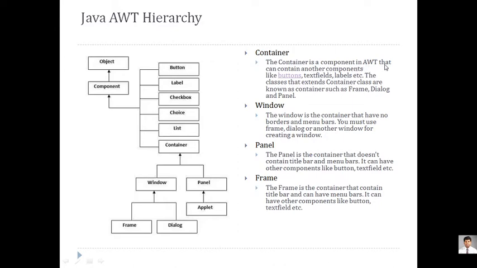Now the container is a component in AWT that can contain another component. So this is what we call a container. This is actually a component, but it has the ability to add different components into this container. So though it is a part of the Component class, it can still hold different types of components like button, label, checkbox, choice, and list. All of them should be added into the container. This is what we call the specialty of a container. The container is a component in AWT that can contain another component.